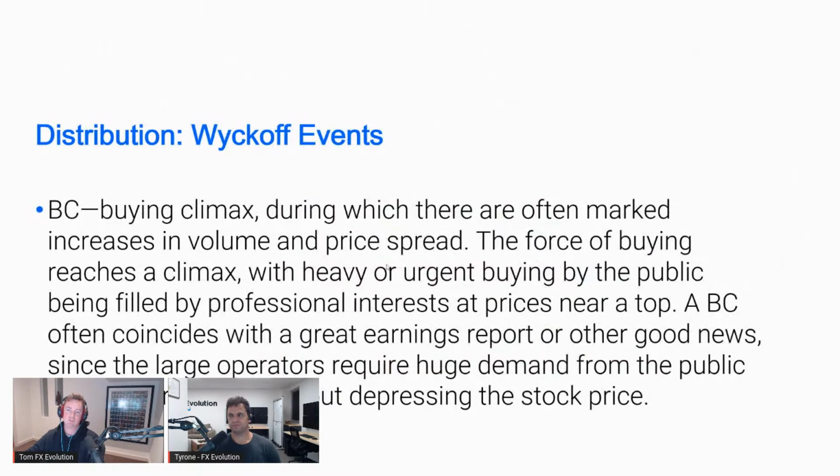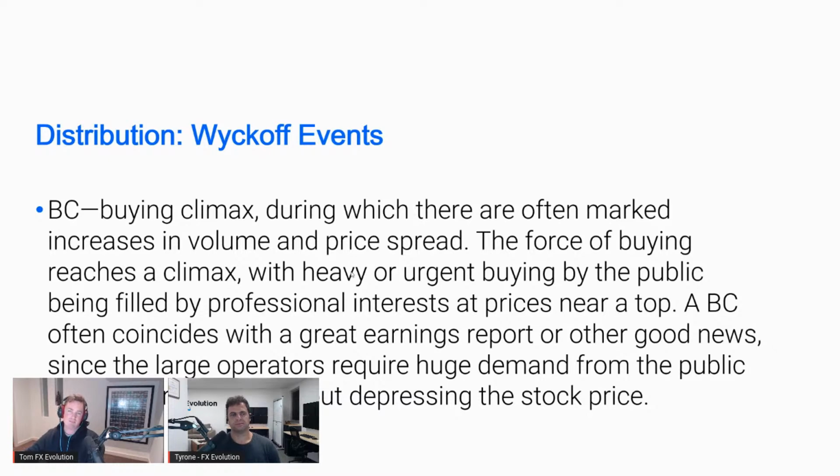Then we get what's called the BC, or buying climax. During this, it's often marked by, again, an increase in volume. Remember what Wyckoff's laws were. It was all about volume, big deal, and of course, price spread. The force of buying reaches its climax. Effectively, the party's really good, and it's so good. Everyone's there. Everyone's feeling pretty good still. A few people have started leaving the building, but it's still very, very good.